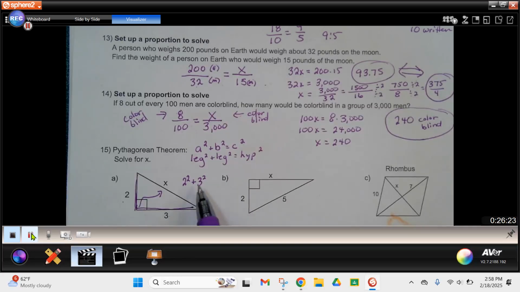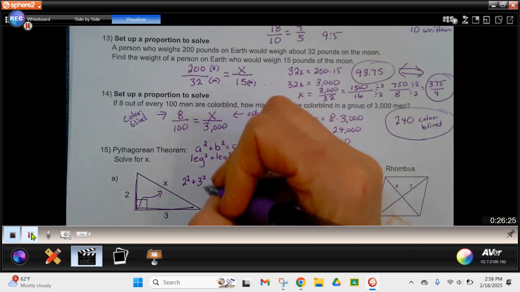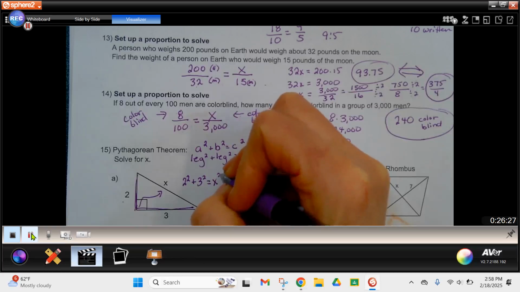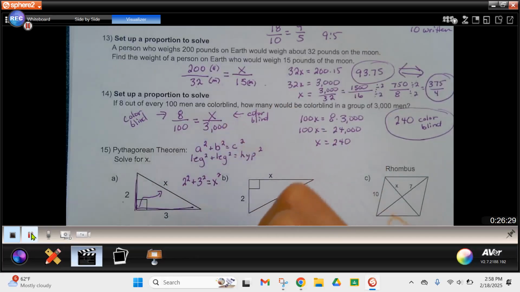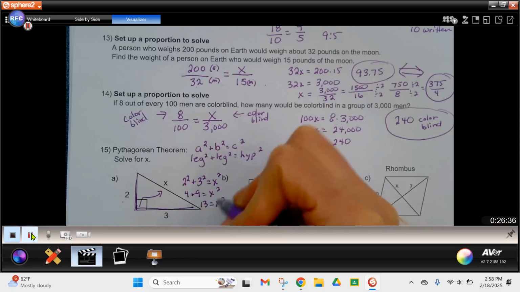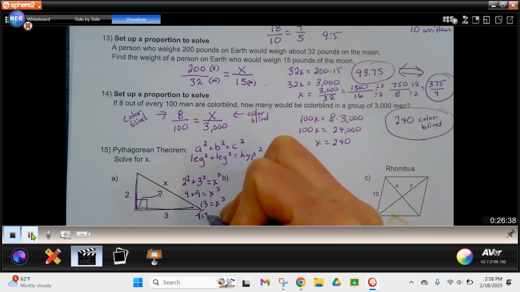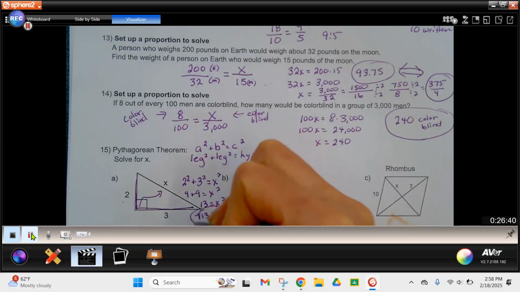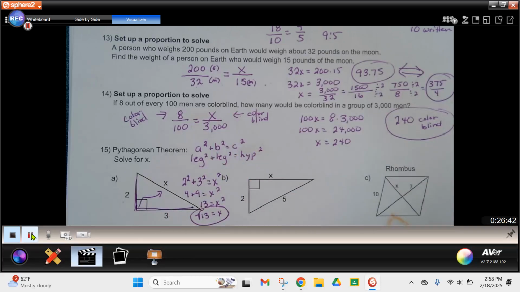Okay, so we have 2 squared plus 3 squared equals x squared. That's our hypotenuse opposite that 90-degree angle. So that's 4 plus 9 equals x squared. That's 13 equals x squared. Take the square root of both sides, and we get the square root of 13 equals x. That's what that length will be.